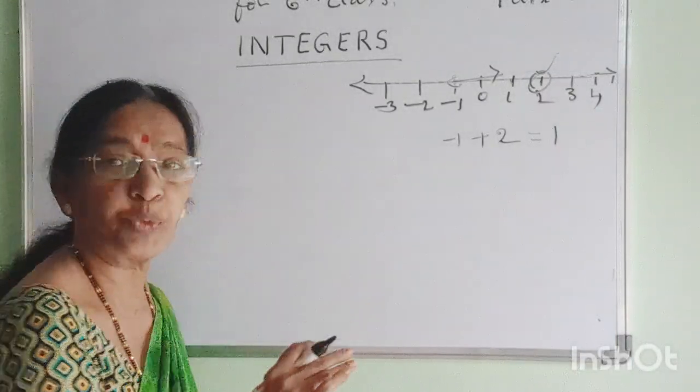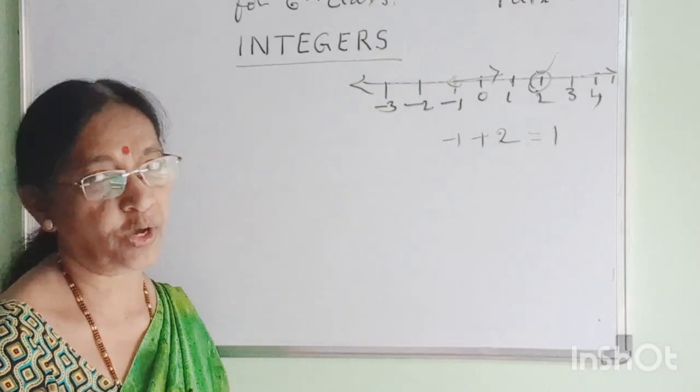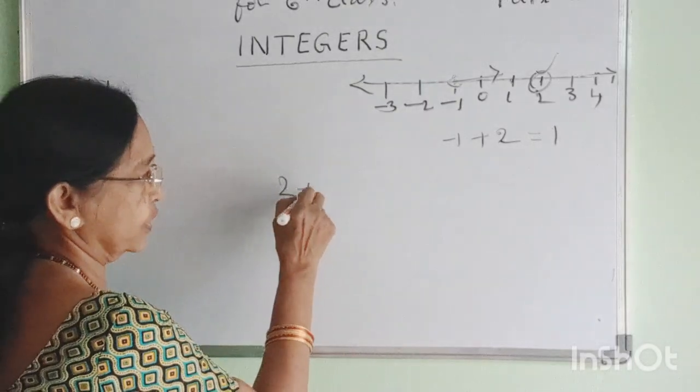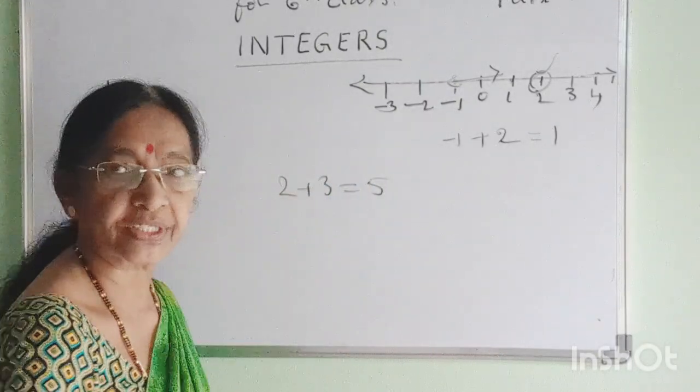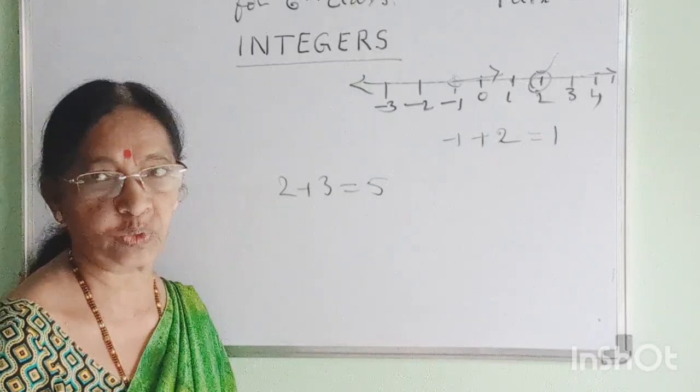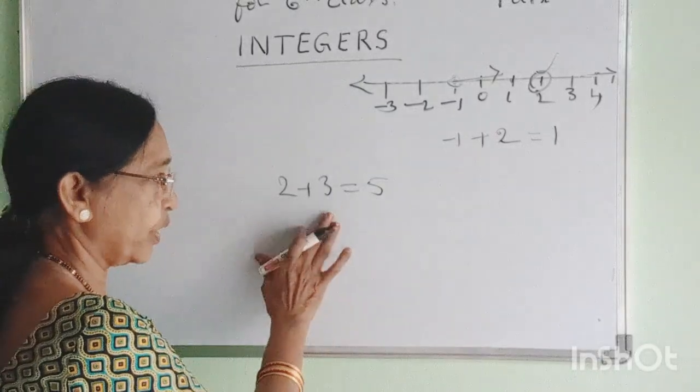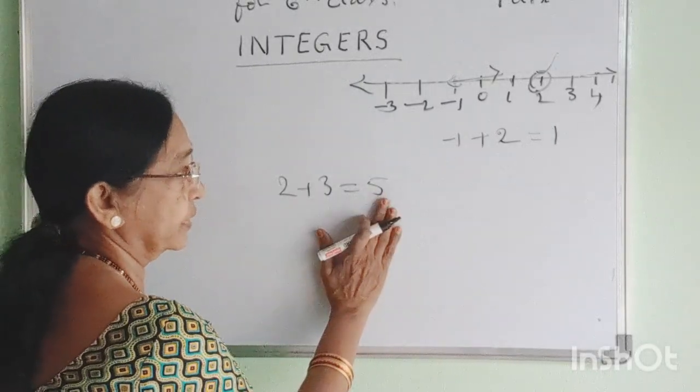The sum of two positive integers is a positive integer. For example, 2 plus 3 is equal to 5. 2 and 3 are positive integers. The sum is also positive.